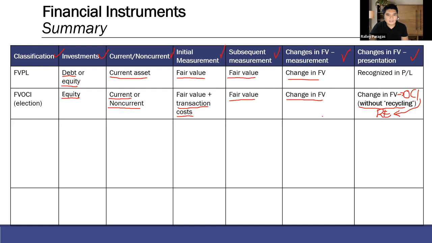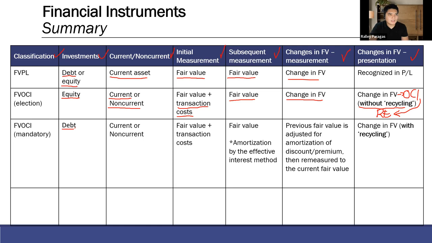So sabi natin kanina, kapag ang business model mo for a particular debt holding is to hold it, okay, to collect principal and interest, and eventually, kapag tumaas-taas yung fair value, gusto mo na rin siya ibenta, your business model would be basically to hold and to collect. So mandatory, kapag ganun yung business model mo, minamandate ka ng standard na i-measure mo at FVOCI. So FVOCI yung classification natin ng debt instrument na yun. In terms of classification, it's either current or non-current.